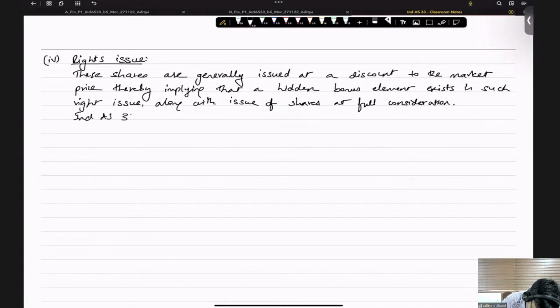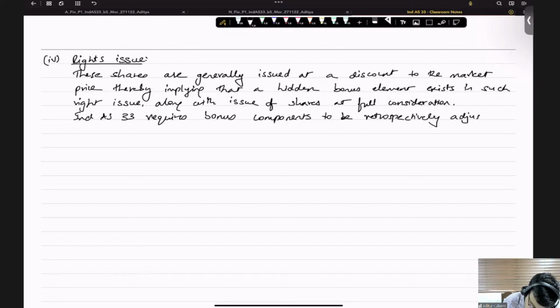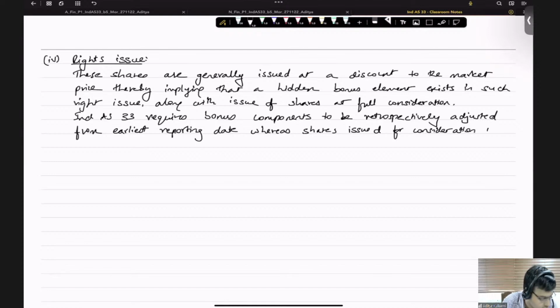Ind AS 33 requires bonus components to be retrospectively adjusted from the earliest reporting date, whereas shares issued for consideration are to be taken only from the date of issue.